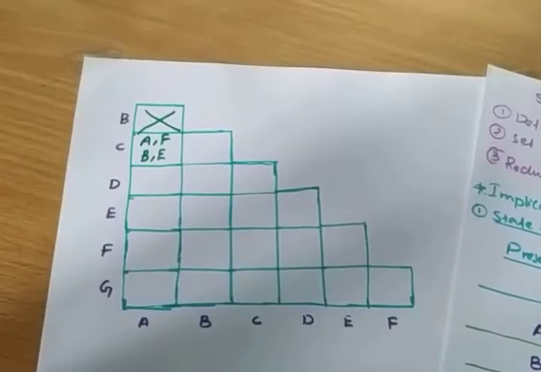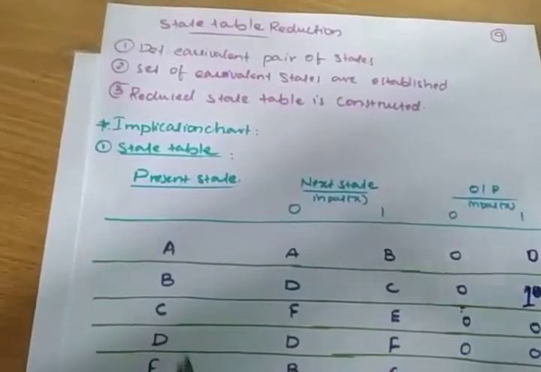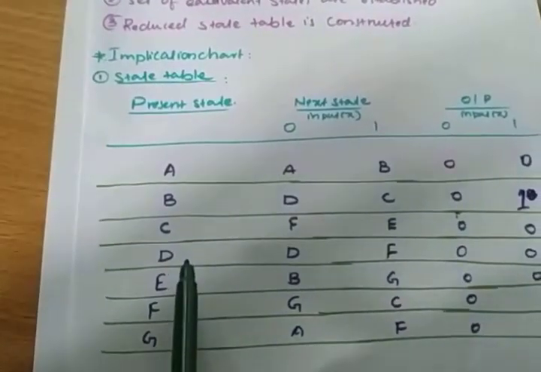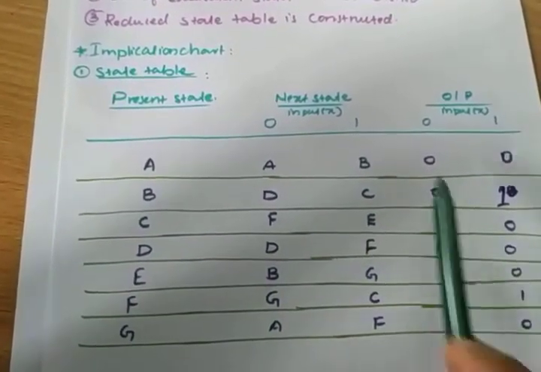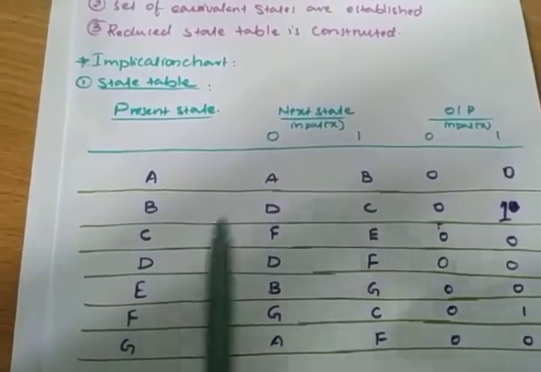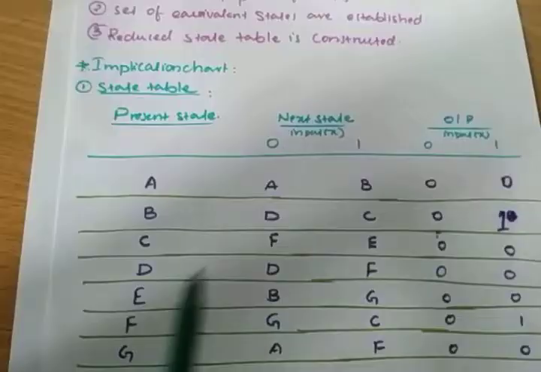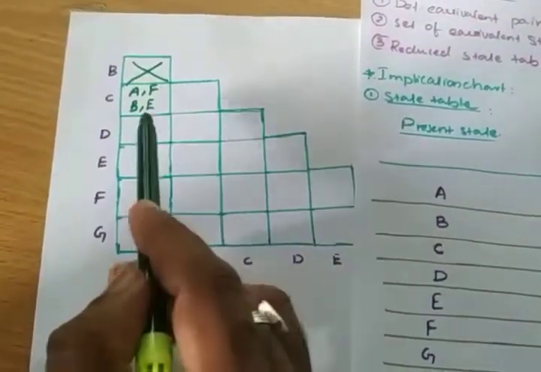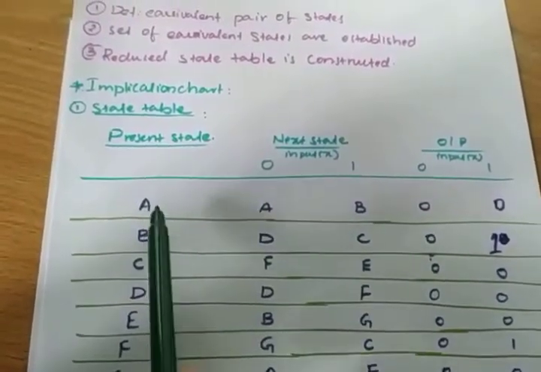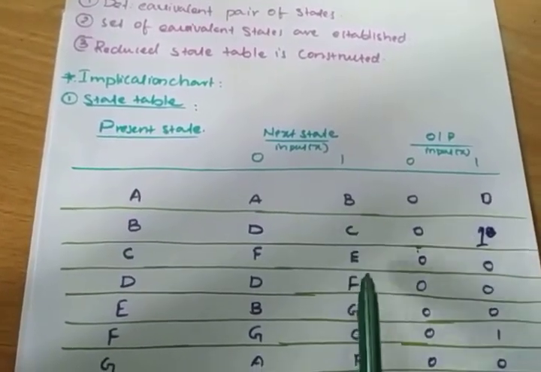Okay, now we check for A and D, AD column. So look at A, output is 0 0. Look at D, output is 0 0. So both the outputs are equal, then we can check for next state. For state A 0, it is A only. For state D 0, it is D only. Here the same state is repeated, so we don't want to write that AD. Why? Because here it is AD, and again we don't write AD here. Okay, it's already understood that the states are equal. So for 1, B, and for 1 here F, so we can write B comma F.